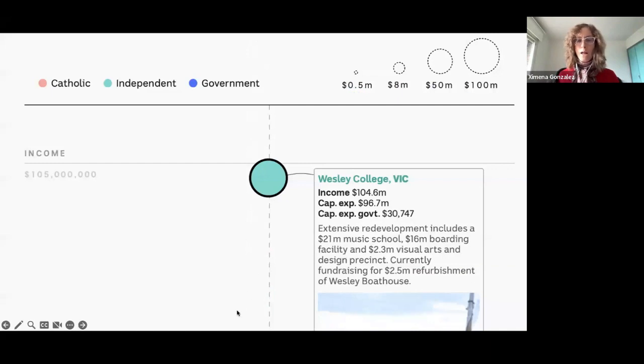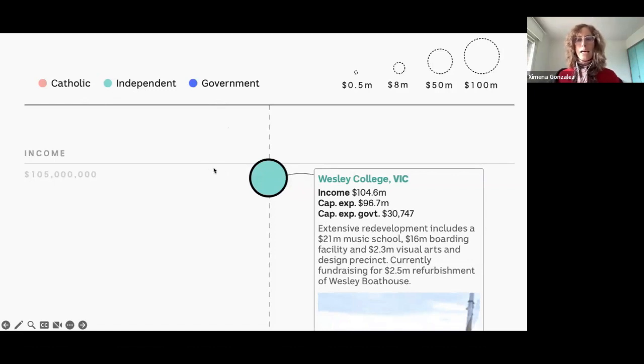So this is where the really wealthy schools are. And the circles, the bigger the circle, the more money they have, the more income they have. And then they divided into three kinds of schools: the Catholic, the independent, and the government schools. And the most wealthy school is the big independent school. They've got a huge budget.